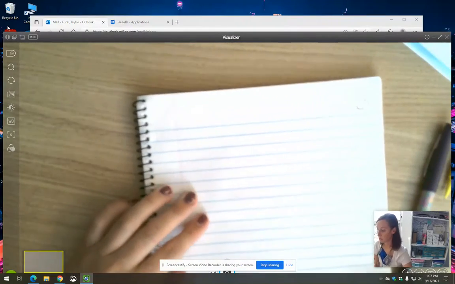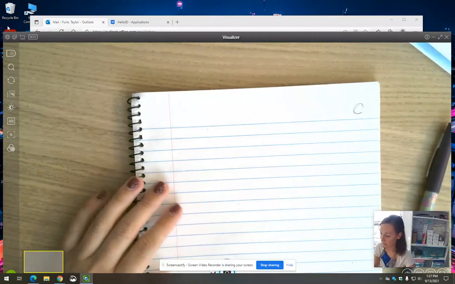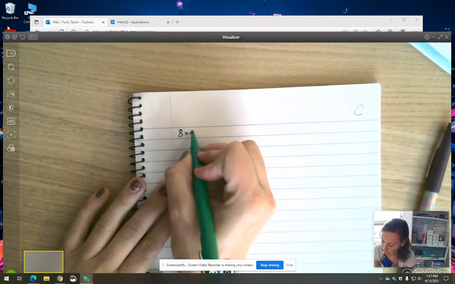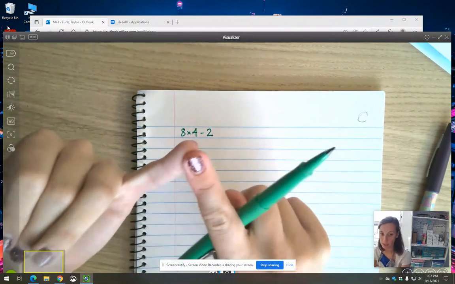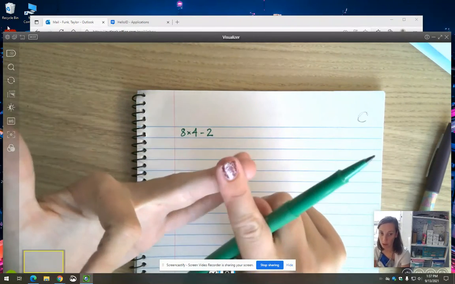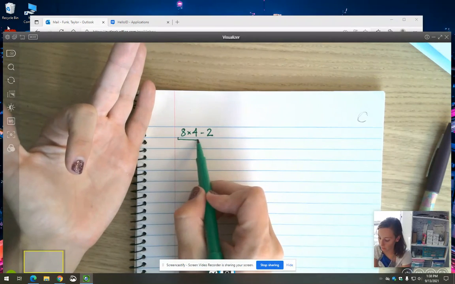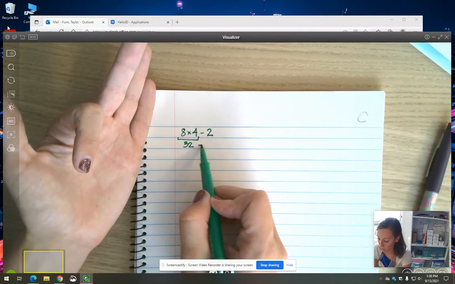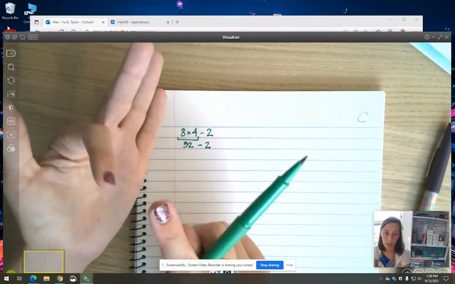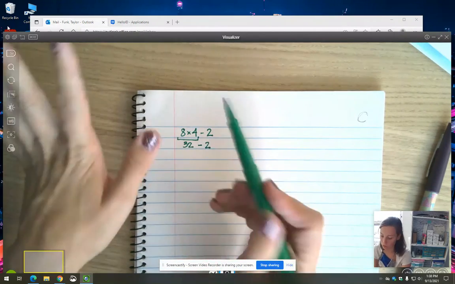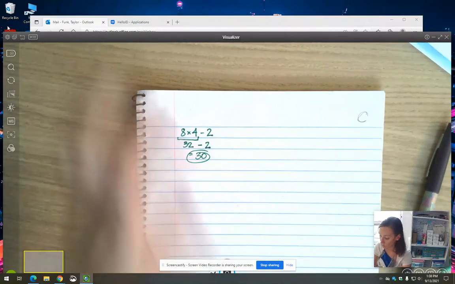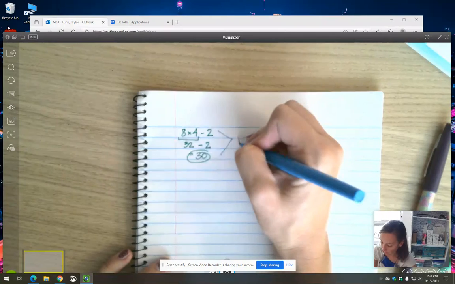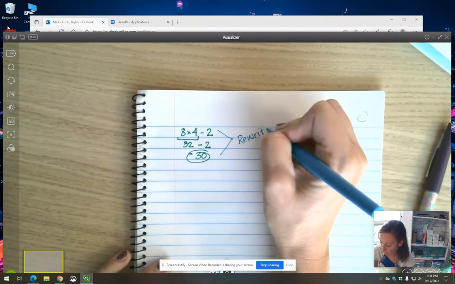All right, so let's do a couple of examples. So if I have 8 times 4 minus 2, I don't have any parentheses. I don't have any exponents. I have multiplication, so I do multiplication first. 8 times 4 is 32 minus 2. I don't have any division. I don't have addition, subtraction. 32 minus 2 is 30. So there's my answer. Notice how I'm rewriting the problem after each step.